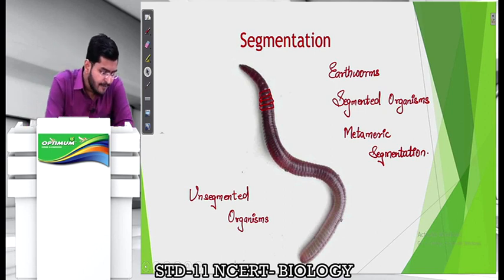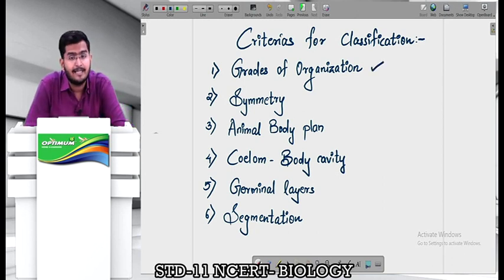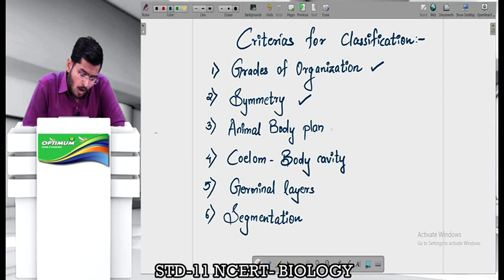So these are the different criteria on the basis of which we classify organisms. We discussed the grades of organization, wherein we said that the organism would have either a cellular level of organization or tissue level of organization or organ level of organization. Then on the basis of symmetry, we can classify organisms as asymmetrical or bilaterally symmetrical or radially symmetrical. On the basis of the body plan, we can classify organisms as the ones having blind sac body plan or cell aggregate body plan or tube within tube body plan.